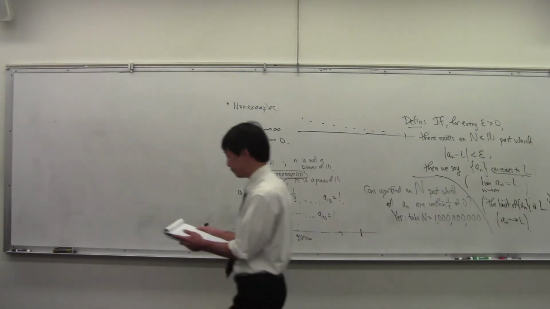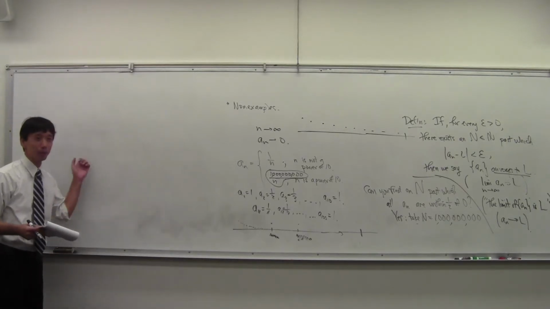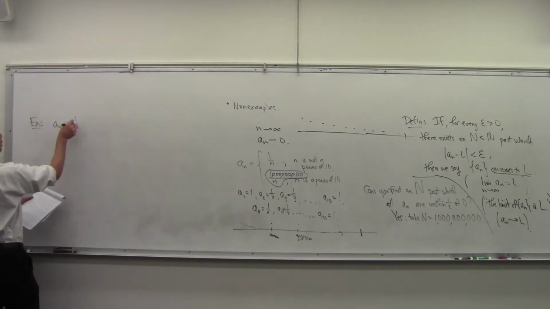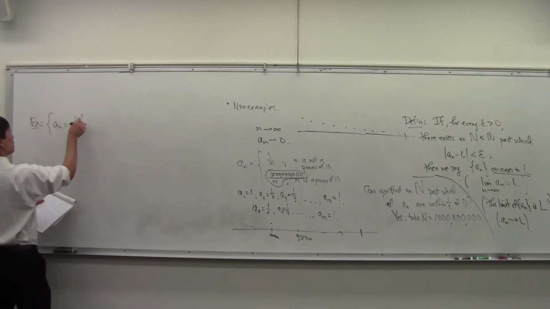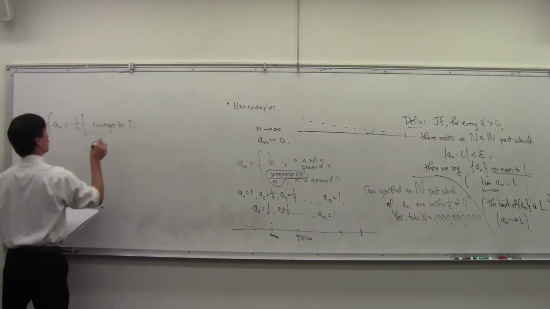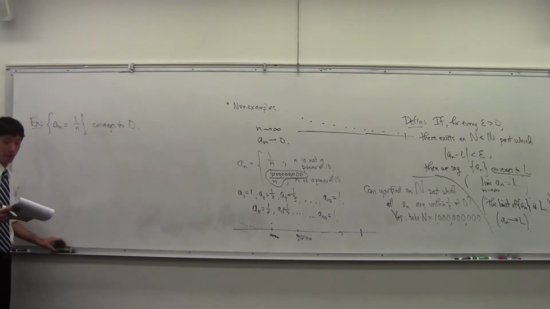Let me just give a simple example. Maybe this example was not the first example I should have given. So here's the example. This sequence converges to 0. Intuitively, you believe that, even if you don't know this definition. Now let's see how this works with the definition.